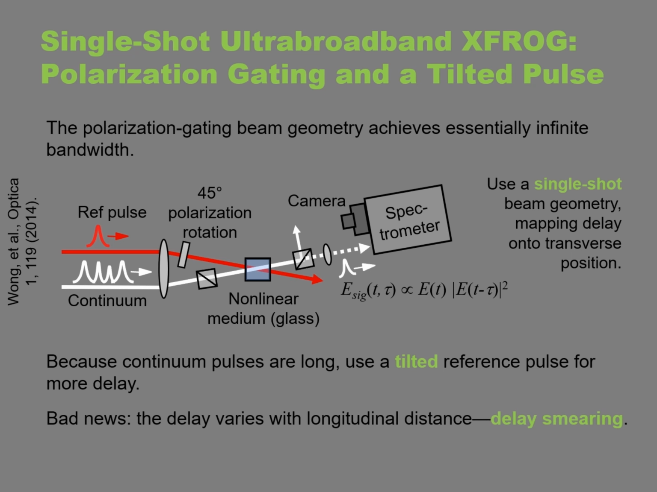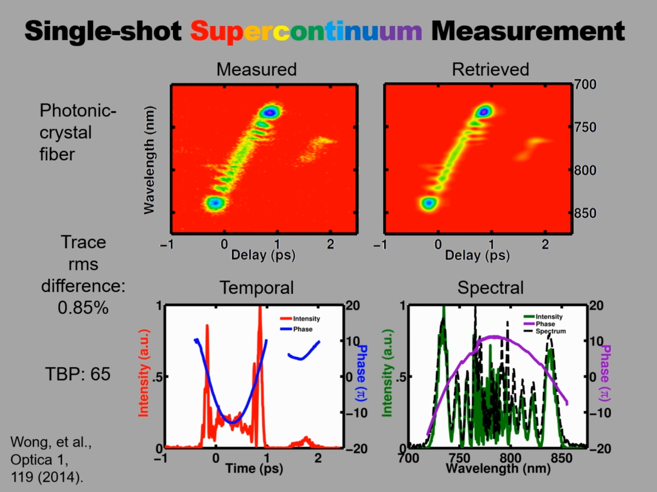In polarization gating, the delay varies along the beam. This so-called longitudinal delay smearing reduces the delay resolution, which is bad. But the good news is that using a tilted pulse can actually cancel out the delay smearing, so the device works. So here's a true single-shot measurement of supercontinuum from a photonic crystal fiber.